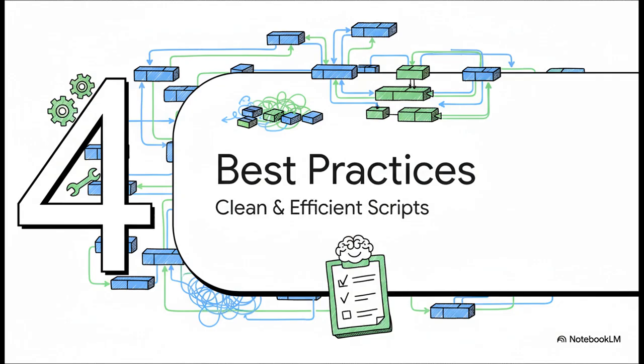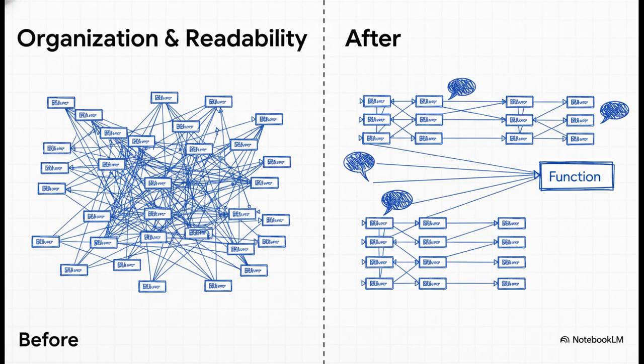So, knowing how to make something work is one thing, but knowing how to make it work well, that's a whole different level. This part is all about building good habits that separate messy, slow blueprints from the clean, professional, and optimized ones. First up, organization. And I know, it sounds boring, but trust me on this, when you come back to your project 6 months from now trying to fix a bug, you will be so glad you did this.